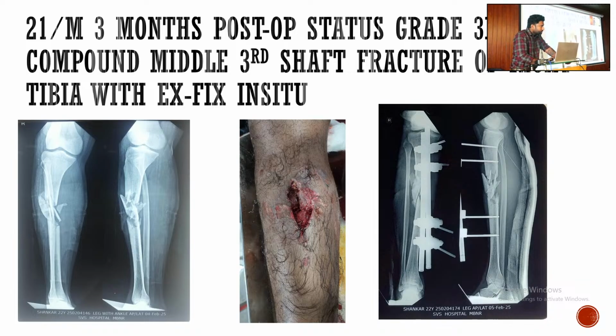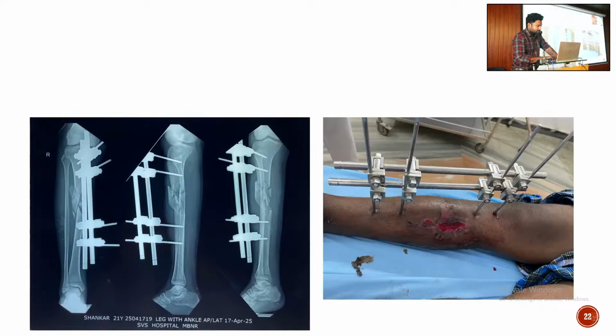Yes, sir. This was the X-ray taken at the time of injury, sir. Appears to be comminuted. This was the image taken at the emergency, for which external fixation was done to stabilize the fracture until the soft tissue healing appeared.